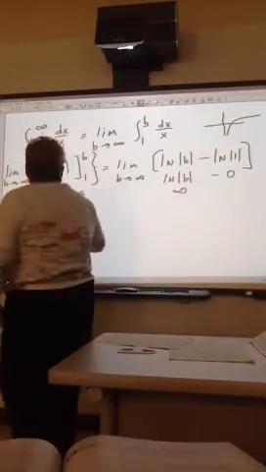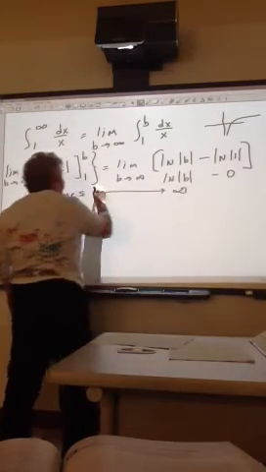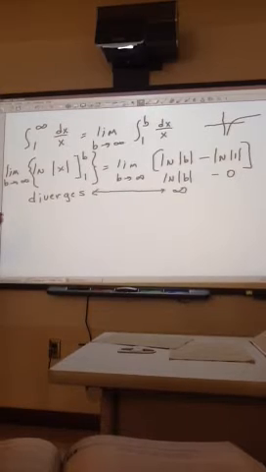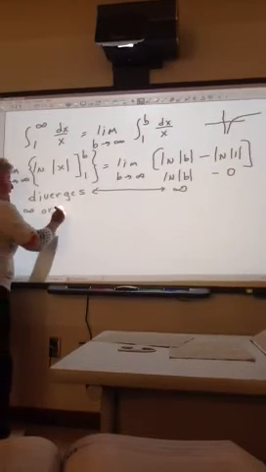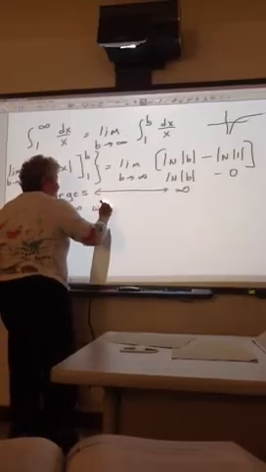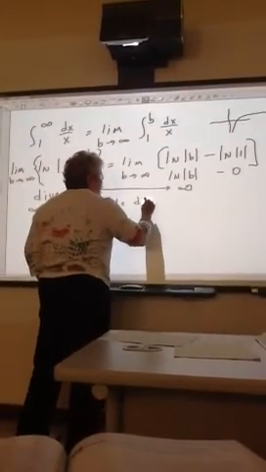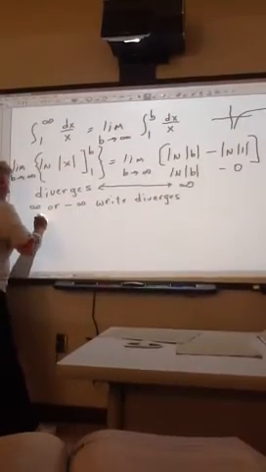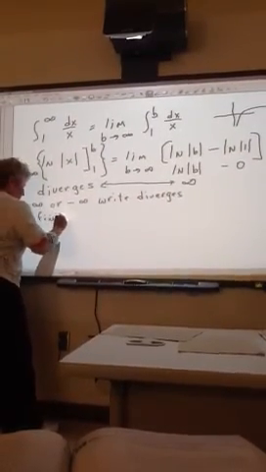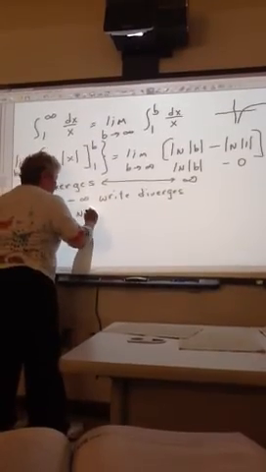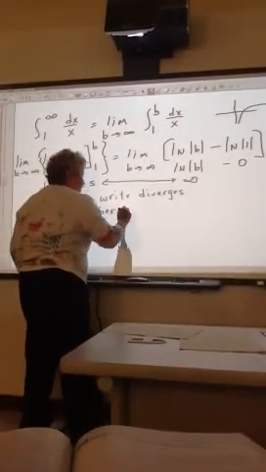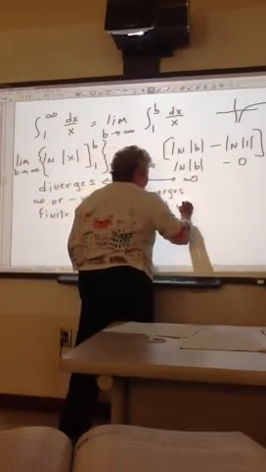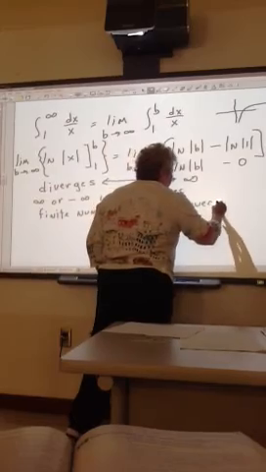If it goes to negative infinity or infinity, is that diverge? Yes. And if it goes to infinity or negative infinity, you write diverges. If it goes to a number, a finite amount, the integral is said to converge. But he wants you to not only say that it converges, he wants you to type what the answer is.